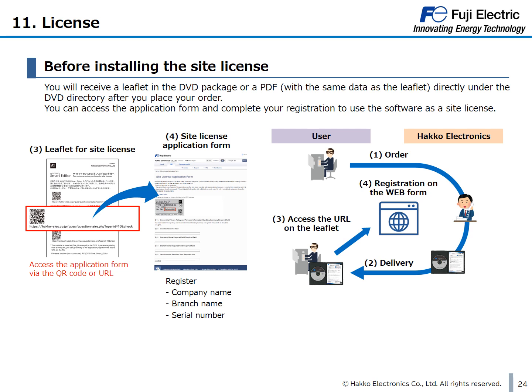Next, we will explain how to install a site license. As explained earlier, when you order a site license, a leaflet for registration of the site license is included in the DVD package. And the procedure is completed by registering your company name, branch name, and serial number on the registration form from the URL provided.